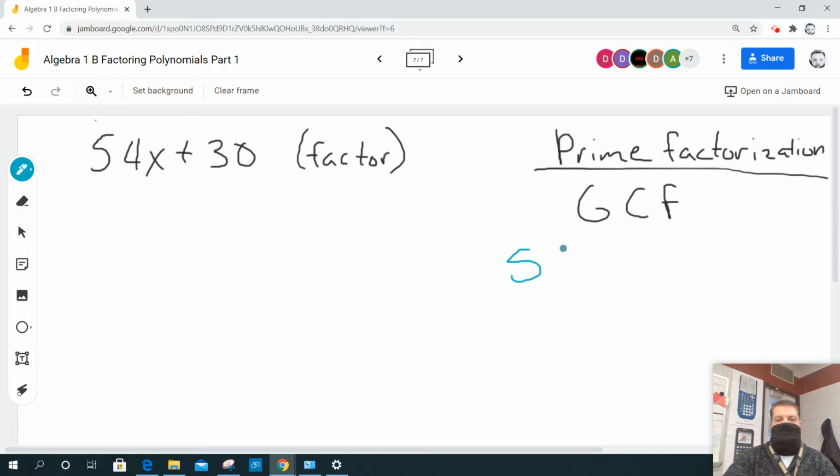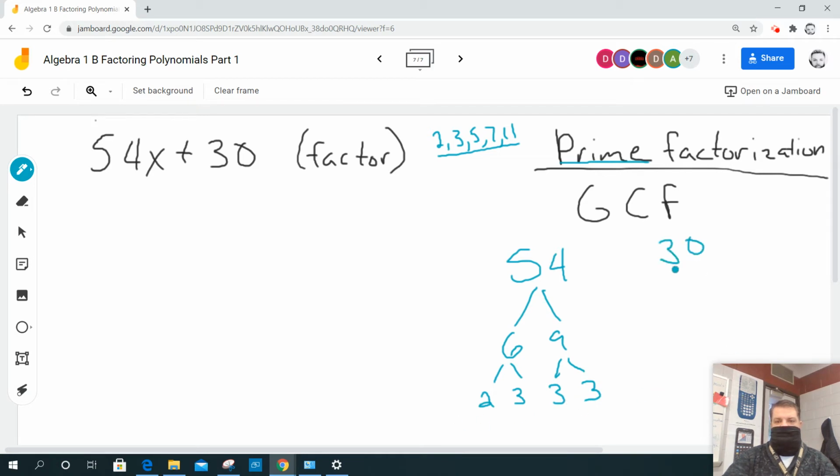So the prime factorization, remember, prime factorization means we're going to think about prime numbers 2, 3, 5, 7, 11. So we're going to keep factoring until we're left with nothing but prime numbers. That's what prime factorization means. 6 times 9. 6 is 2 times 3, and then 9 is 3 times 3. So now I have nothing but prime numbers.